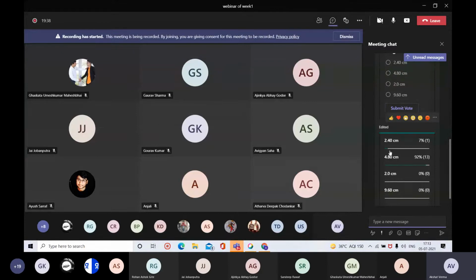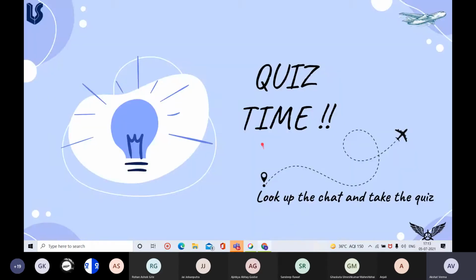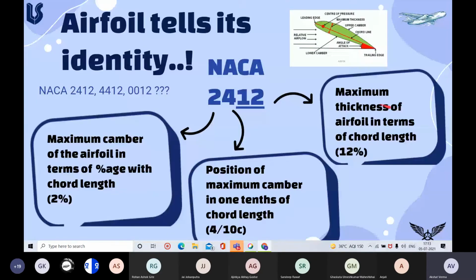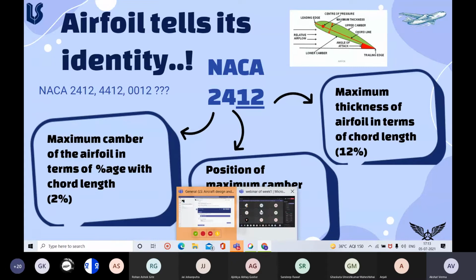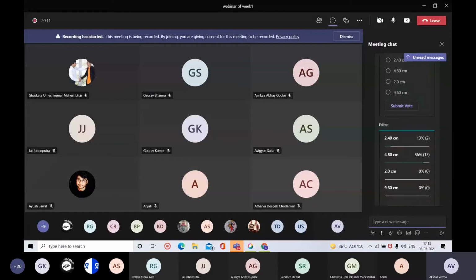I can see the majority of you are answering 4.8 centimeters, and that's quite correct. For those who are answering 2.4 centimeters, you can check it once again. I'll show the slide again. The maximum thickness of the airfoil in terms of chord length is provided by the last 2 digits of the airfoil name, as a percentage of chord length. So given the chord length and the name of the airfoil, you can find the maximum thickness. You can try that once again, and hopefully you'll get the correct answer.